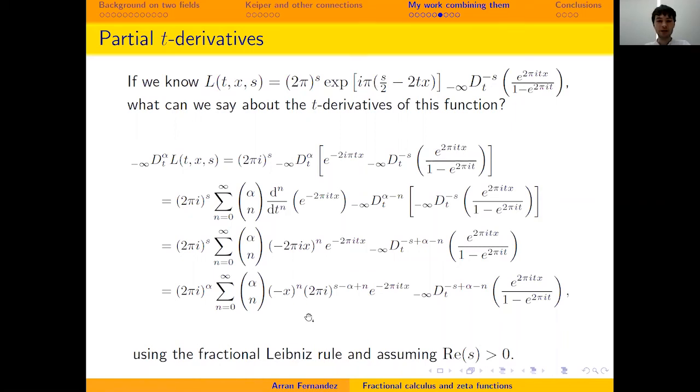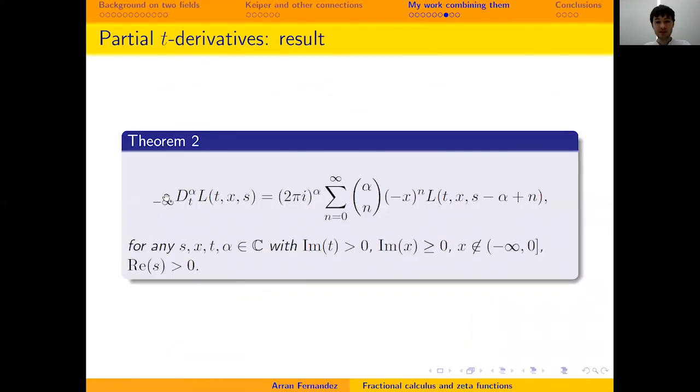So what we get is the t derivative of the Lerch zeta function is a series of Lerch zeta functions. So that's an interesting result. If you use just an ordinary derivative, so if alpha is a natural number, then this will become a finite sum. But if it's fractional, then you have an infinite sum, an infinite series of Lerch zeta functions.